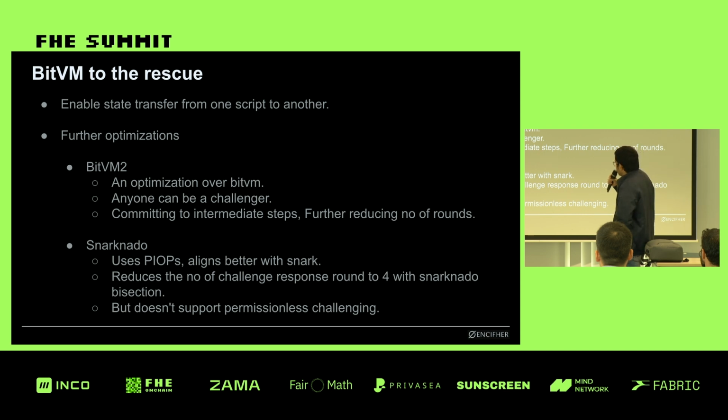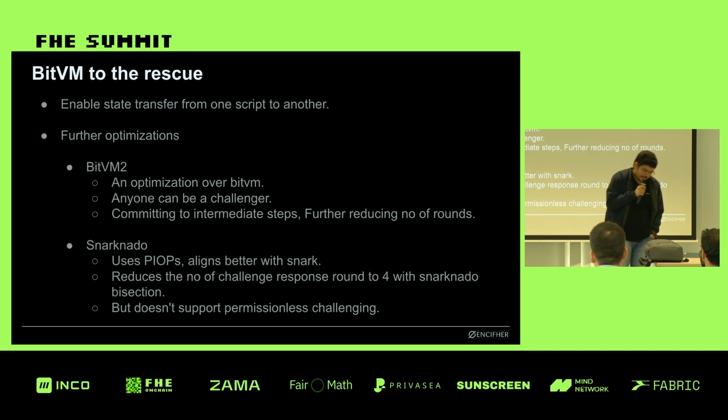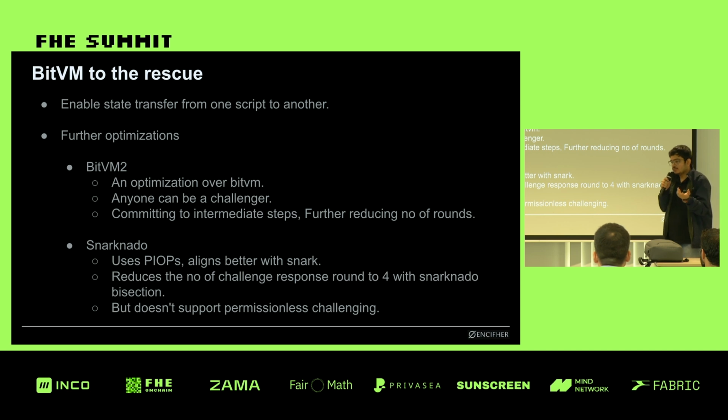Now we have BitVM 2, we have Snarknado. BitVM 2 is an optimization over BitVM, which enables us to verify an FFLONK proof or maybe a Groth16 proof on top of Bitcoin itself.